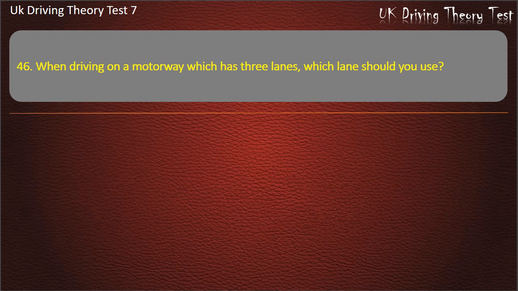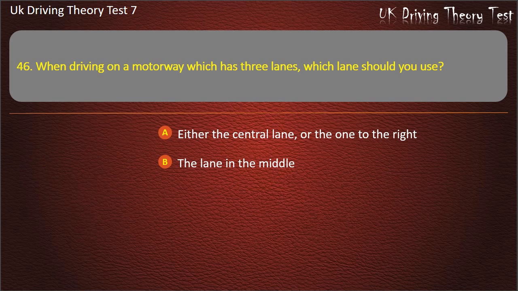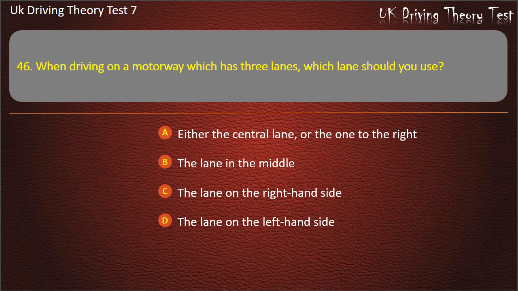Question 46. When driving on a motorway which has 3 lanes, which lane should you use? Either the central lane, or the one to the right. The lane in the middle. The lane on the right-hand side. The lane on the left-hand side. Answer. The lane on the left-hand side.